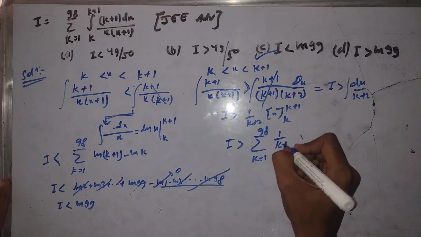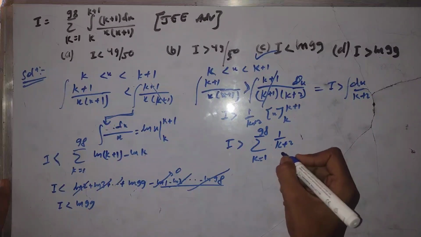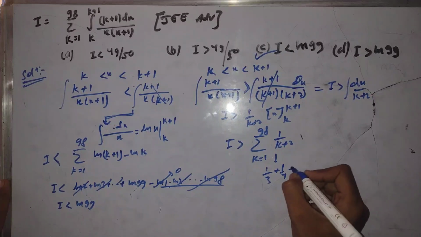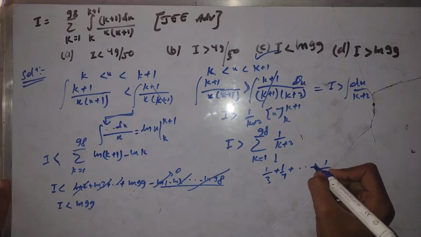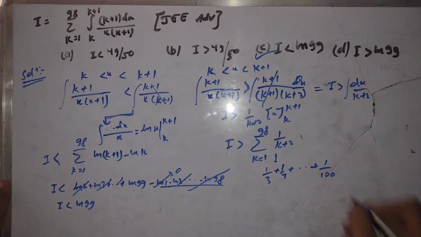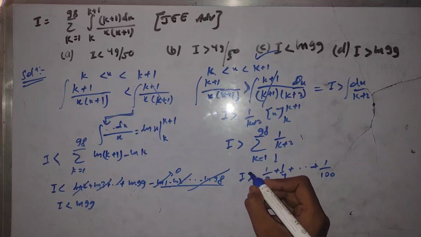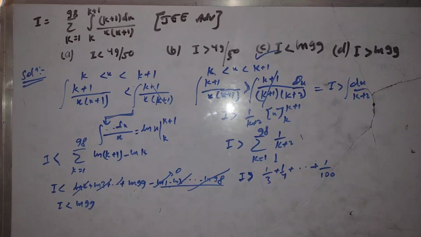This is 1 upon k plus 2, so this whole thing expands as 1 by 3 plus 1 by 4 all the way up to 1 by 100. That's what this I is, I greater than this. Now that's where I was stuck when I was solving this for the first time. So I have a solution for this.